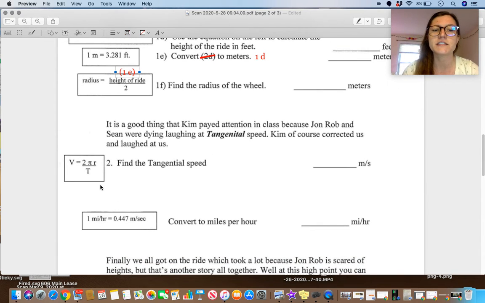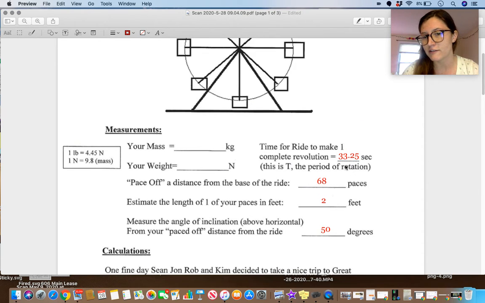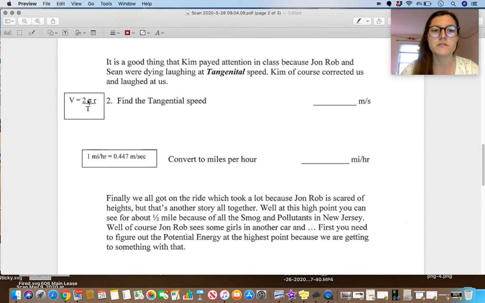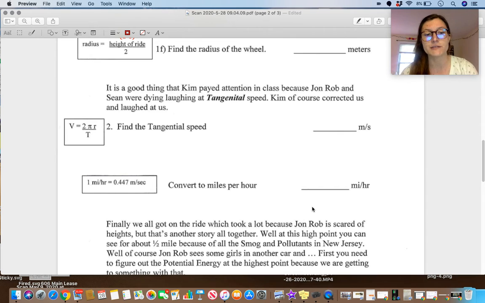Okay, you need to find the tangential speed of the object while it's moving in uniform circular motion during that 33.25 second interval. So you take 2 times pi times the radius you calculated in 1F, the period you measured under your calculations, and you calculate the tangential velocity. You then convert that to miles per hour.